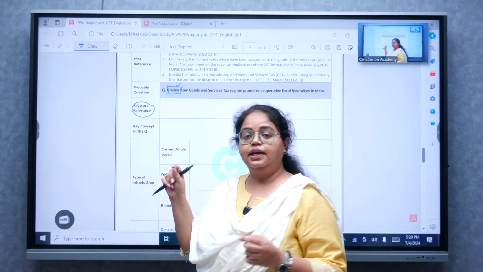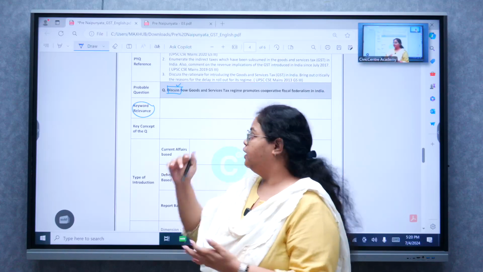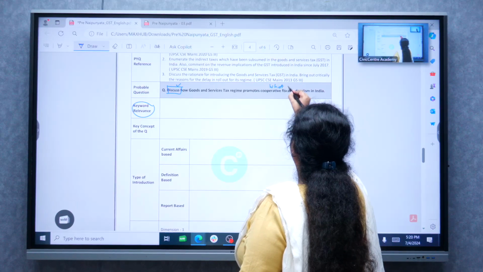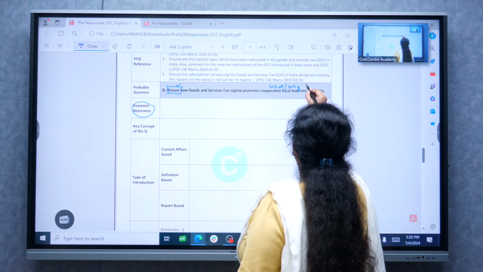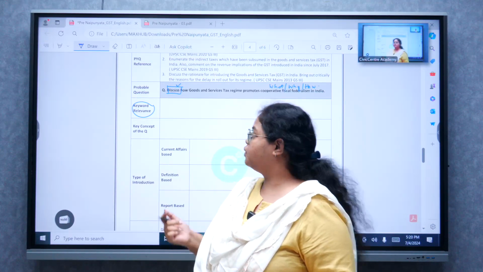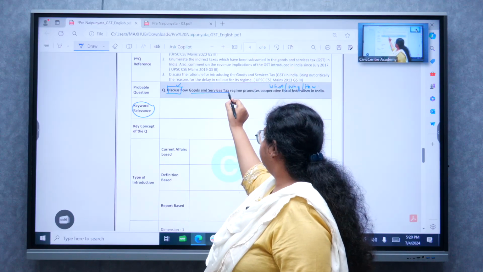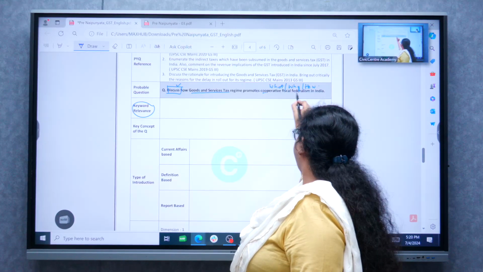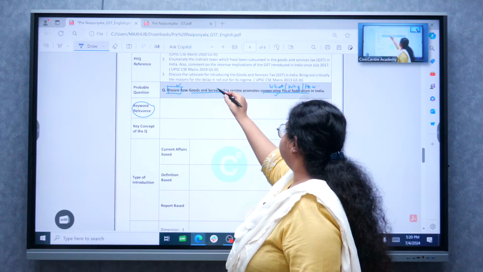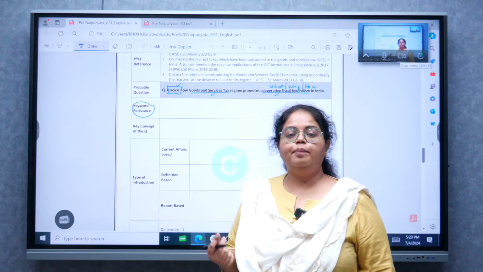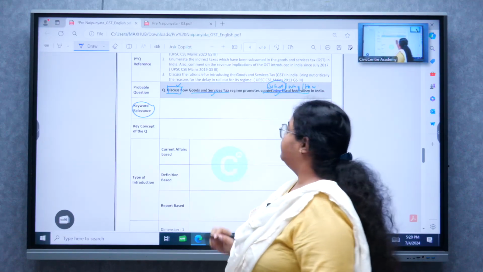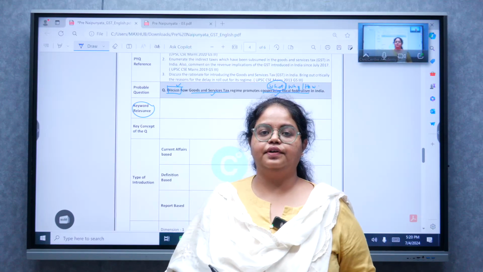You will have to write the what, why or how of the concepts. The what, why or how of the concept that is asked. Now, what are the concepts asked in this question? It is talking about GST. How is it promoting cooperative fiscal federalism in India? So, the key concepts are GST as a tool to promote cooperative fiscal federalism. Now, you can start your answer by addressing what cooperative fiscal federalism is.